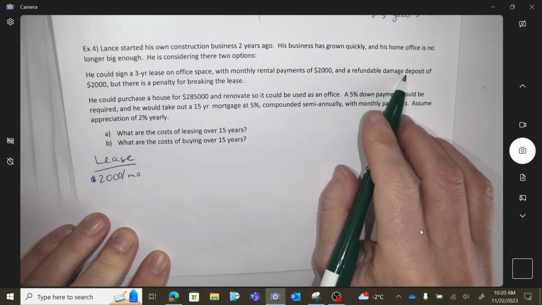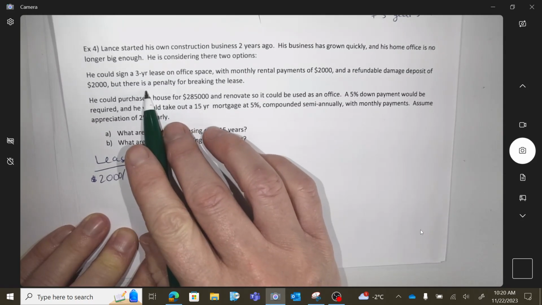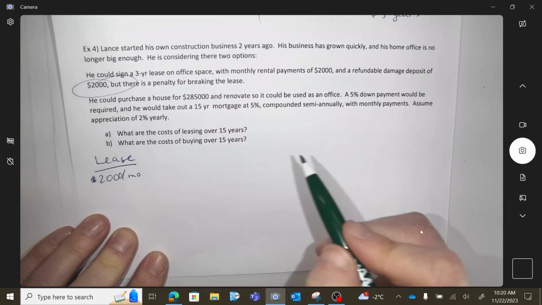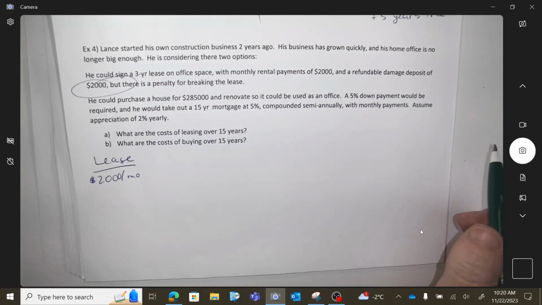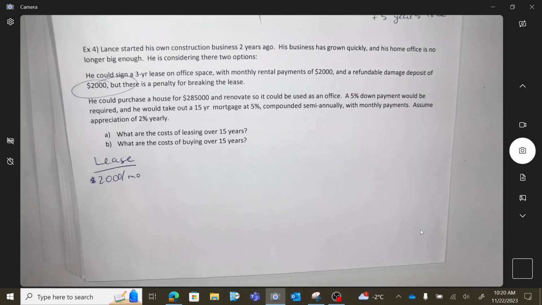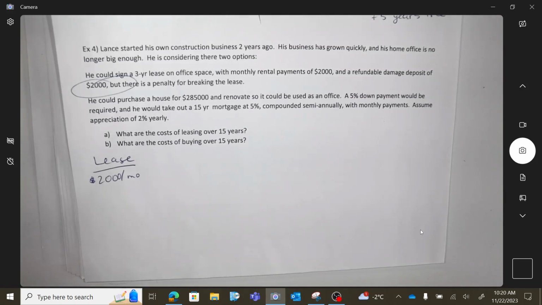And a refundable damage deposit of $2,000. So we'll keep that in our back burner. Do you guys know what that means? When you rent, you have to pay them money before you move in. Most companies charge a half. So if your rent is $2,000 a month, you have to pay them $1,000 before you move in. When you move out, if everything is in good condition, they give you that back.